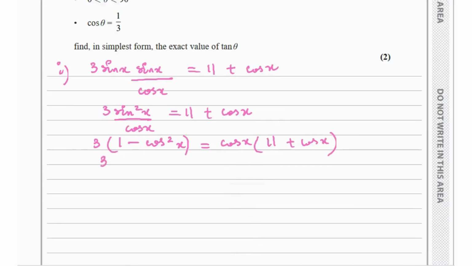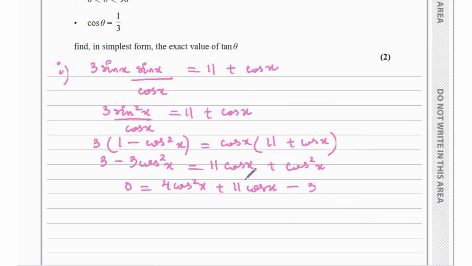So that's 3 minus 3 cos square x equals 11 cos x plus cos square x. So bring everything to the right-hand side. It's going to be 4 cos square x plus 11 cos x minus 3. So now we factorize this quadratic equation.